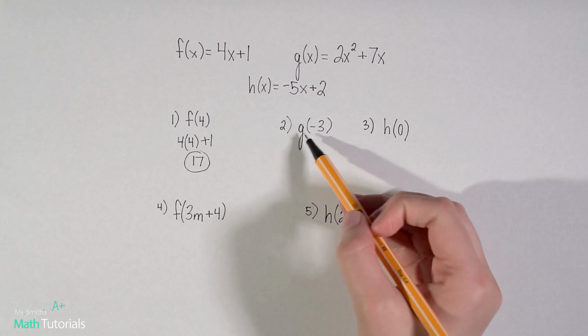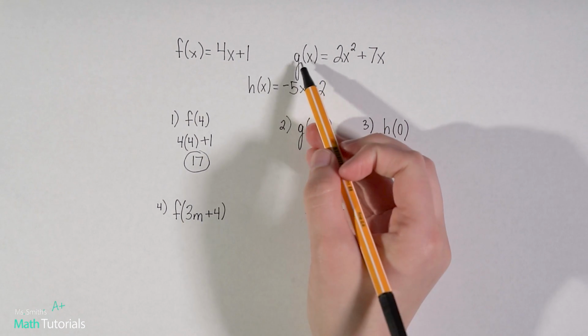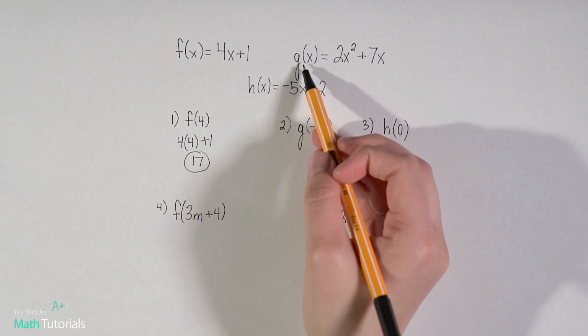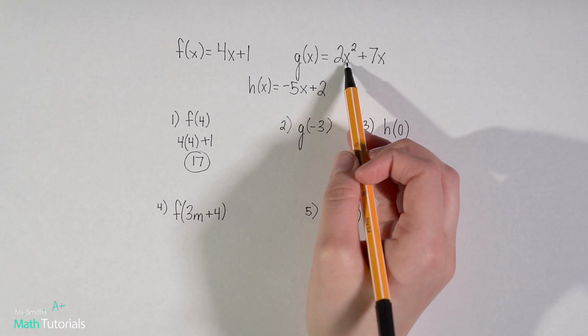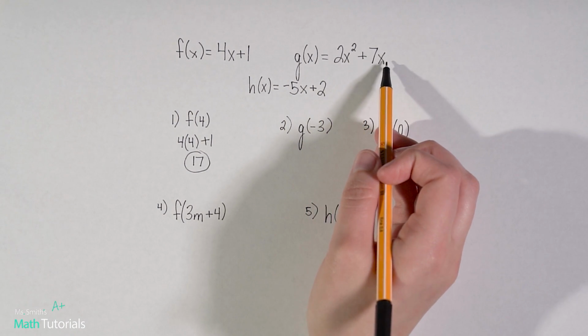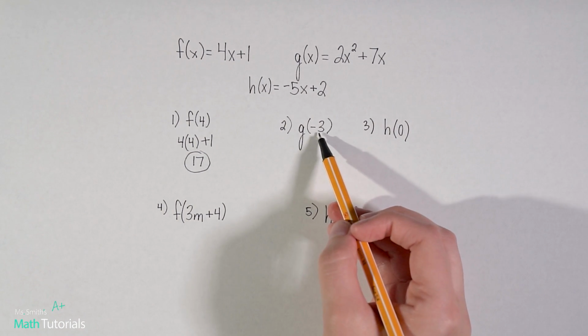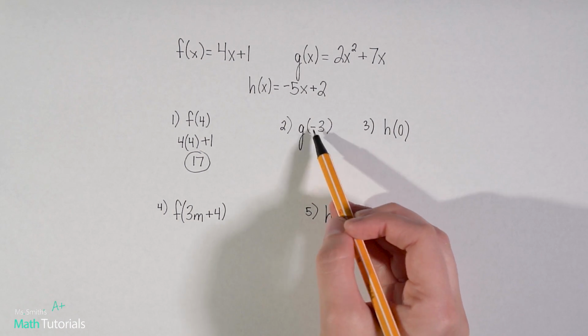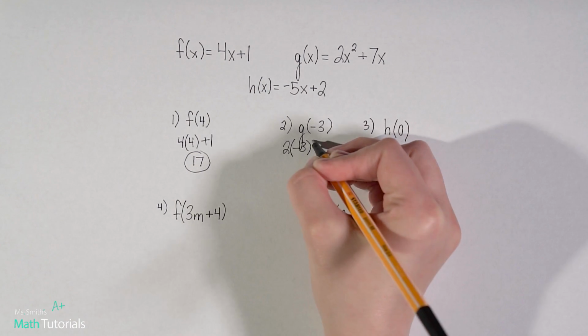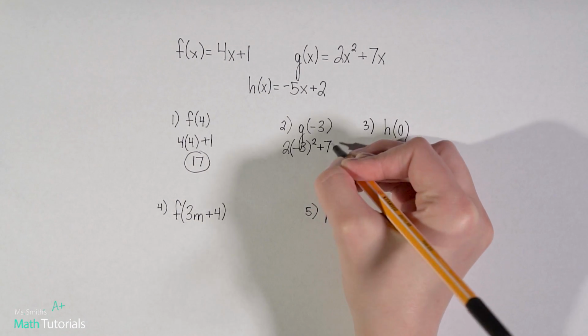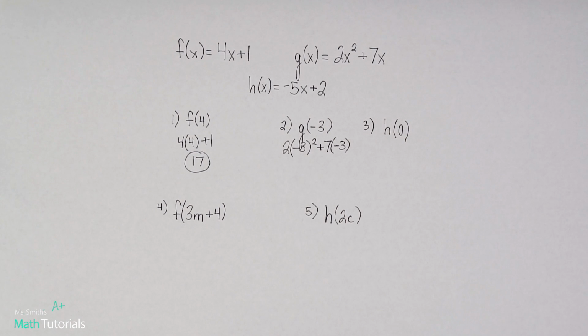All right, for number 2, g of negative 3. So that tells me I'm going to use the equation that's got the g in front of it. So the equation is g of x equals 2x squared plus 7x. And everywhere I see an x, I'm going to put a negative 3. So 2 times negative 3 squared plus 7 times negative 3.